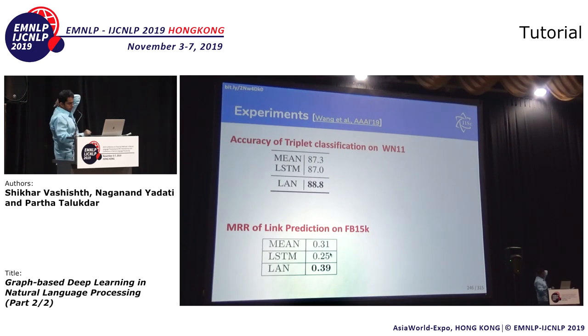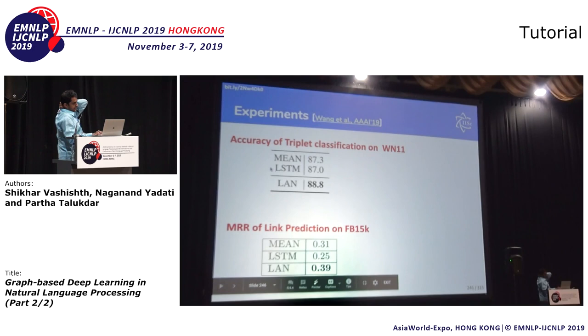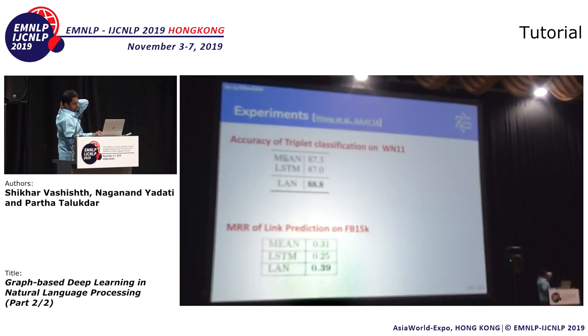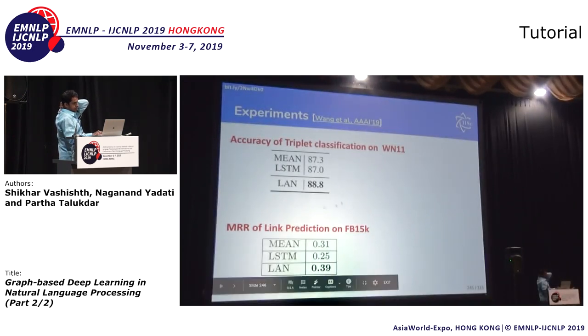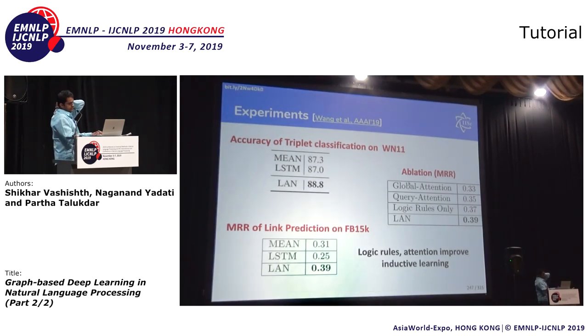They show that this logic attention network outperforms LSTM aggregation and mean aggregation for the task of inductive KG embedding, both on WordNet 11 and Freebase 15K. They also do some ablation studies where they show all the components are important for inductive KG embedding.